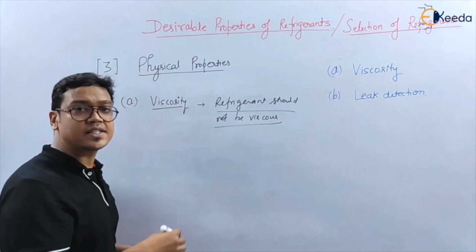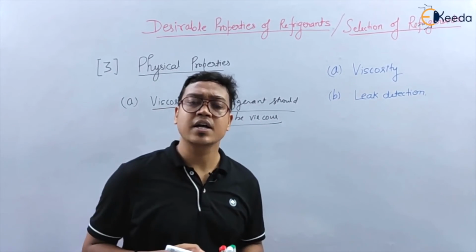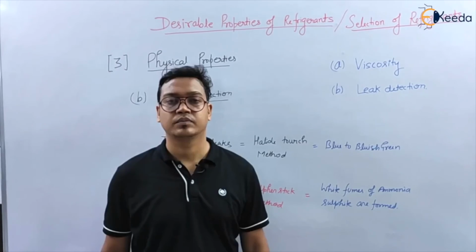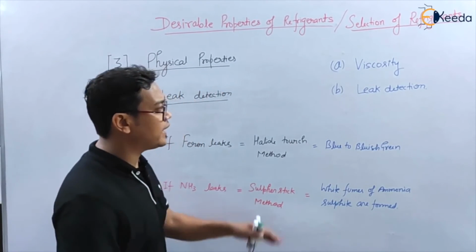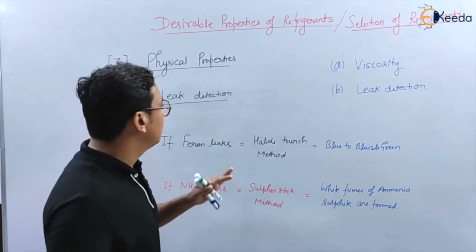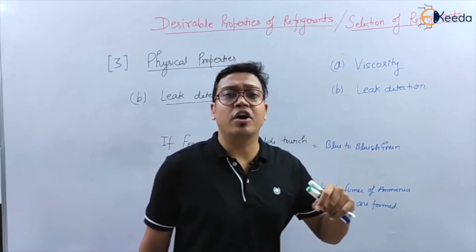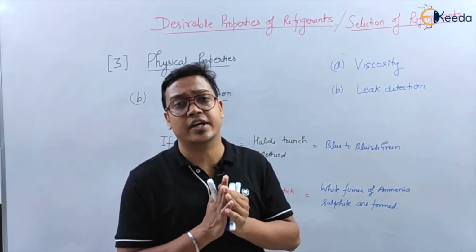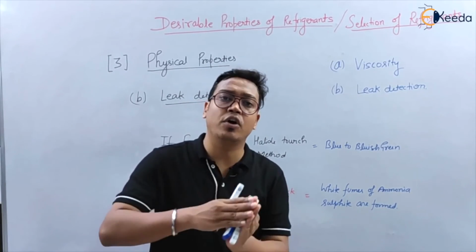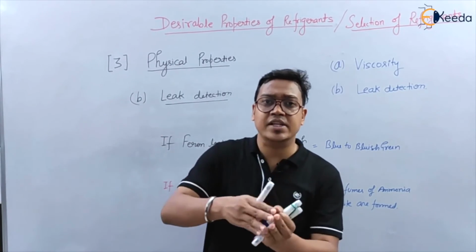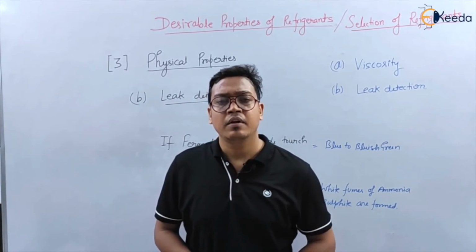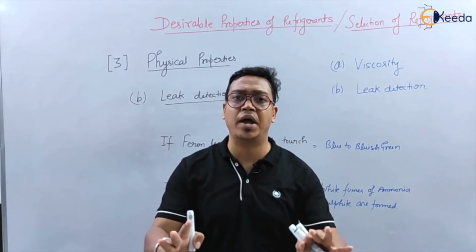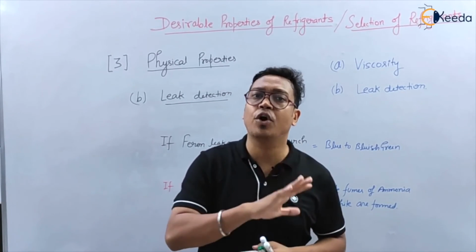Because if it is viscous, then there is a problem of flow in the system. Now let's see the next property, leak detection. Friends, the refrigerant should not leak out from the system. This is the ultimate criterion, the first criterion, that refrigerant should not leak out. If refrigerant is leaking from the system, then automatically the performance of the system will go down. So our first priority is that the refrigerant should not leak out.